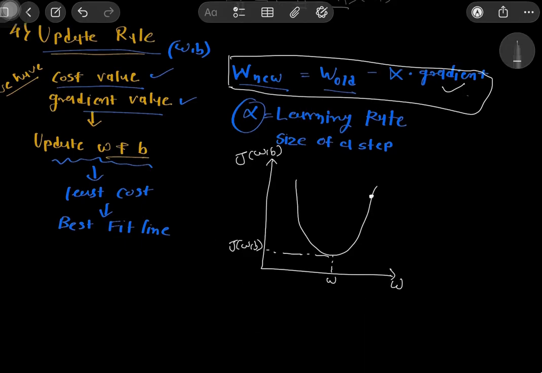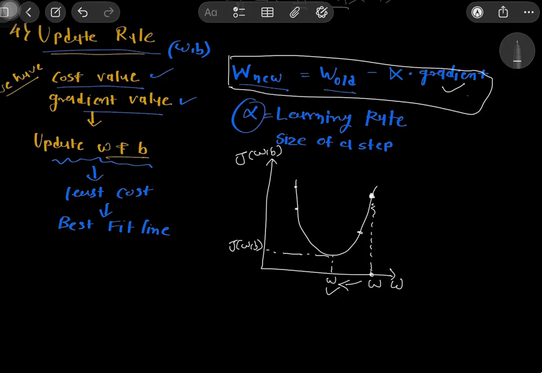Now let's say in the initialization step, suppose I initialized my W with this value. As we are doing random initialization, we can start from any point like this, or from here, or from here. Any point can happen. So suppose this is my starting point. So now from here to here I have to find my optimal W.